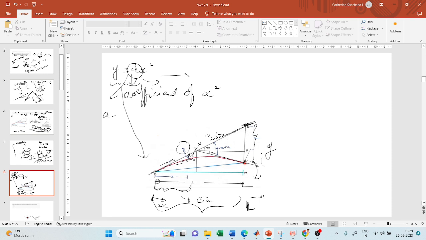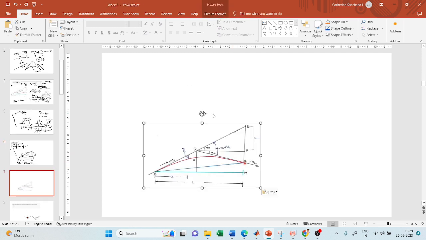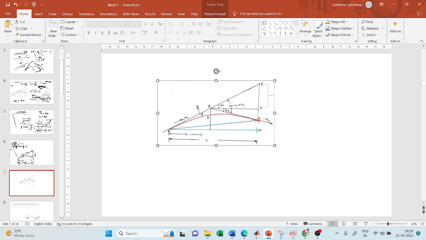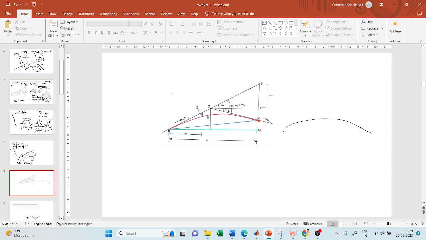Now how to find out the value of y? This is very simple, right? So this is my curve, and at the start you have a tangent, at the end you have a tangent. So just take it as a tangent. Now this has a slope of n1 and this has a slope of minus n2, right? So the slope of this is n1.